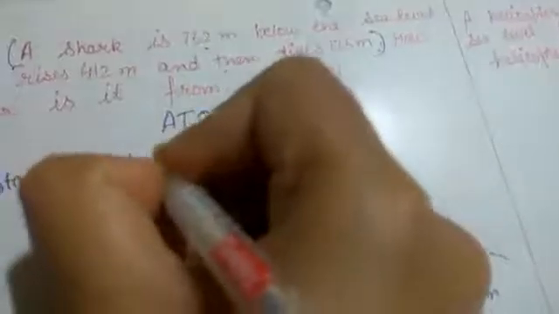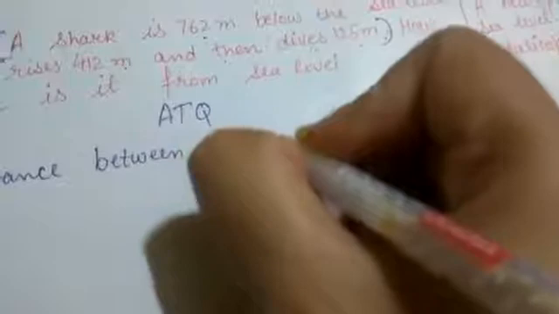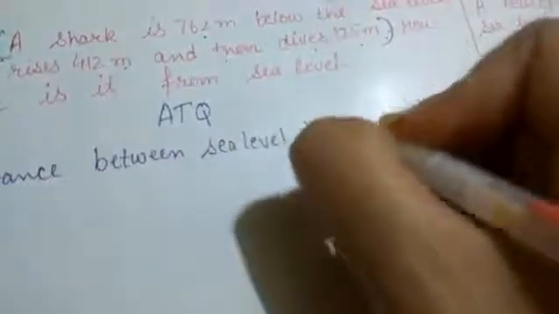Now what to do? In your fair notebook, just write from this line to this line fully. A shark is 762 meter below the sea level, it rises 412 meter and then dives 125 meter. And then write according to question. And then write distance between, we want to calculate distance between sea level and shark.